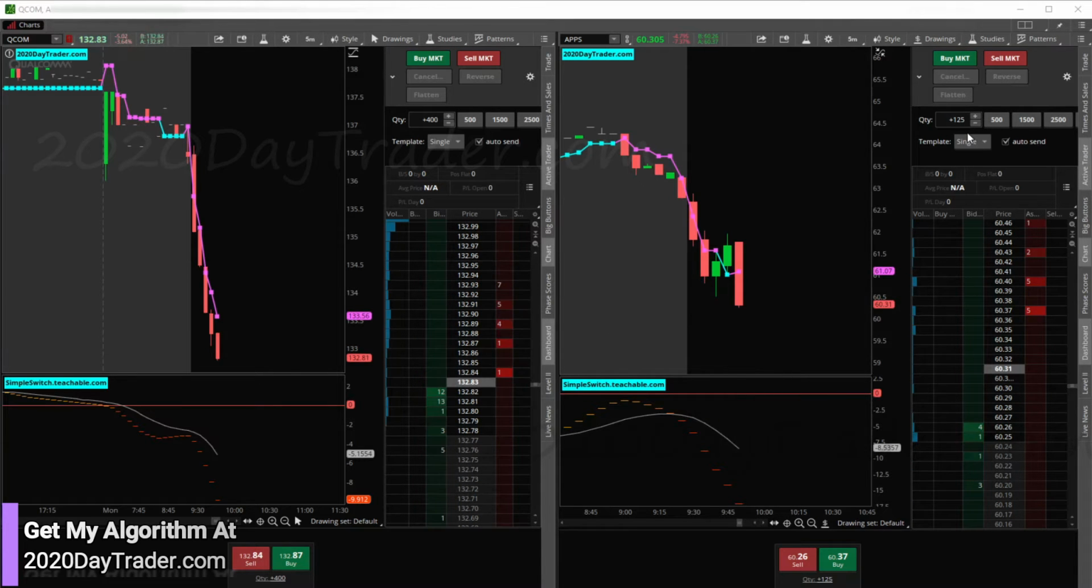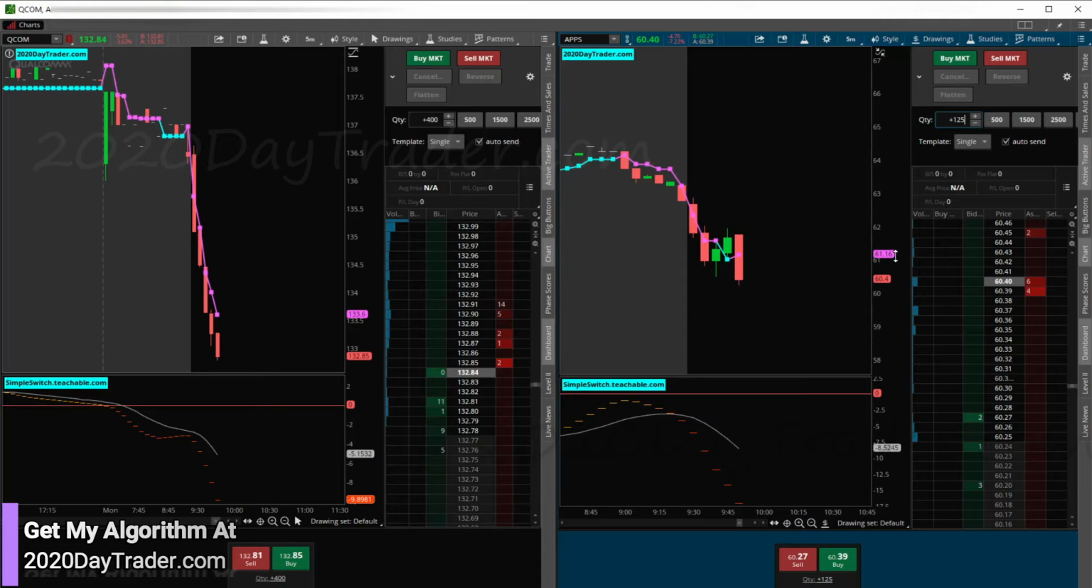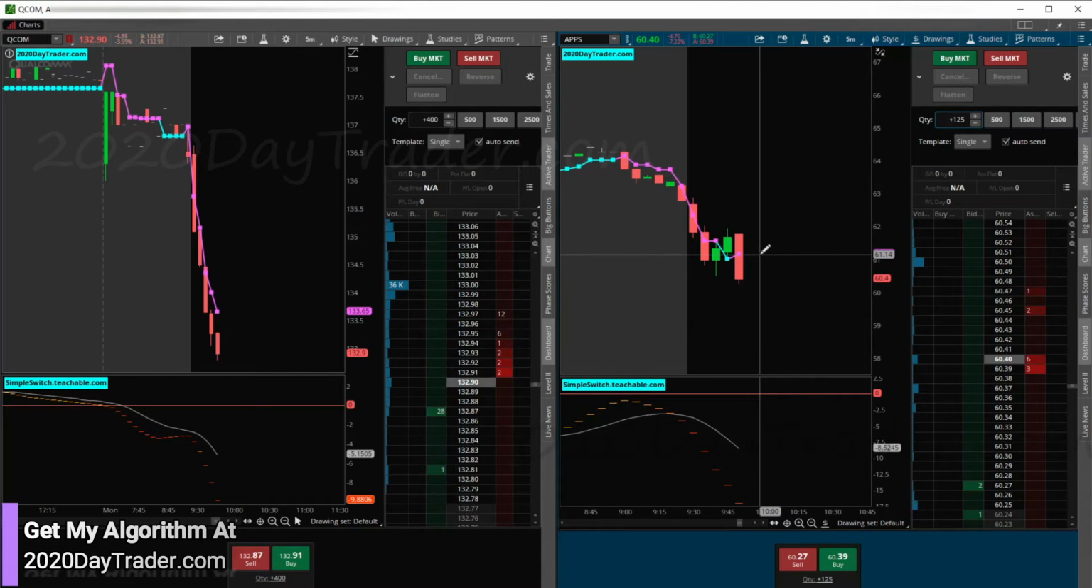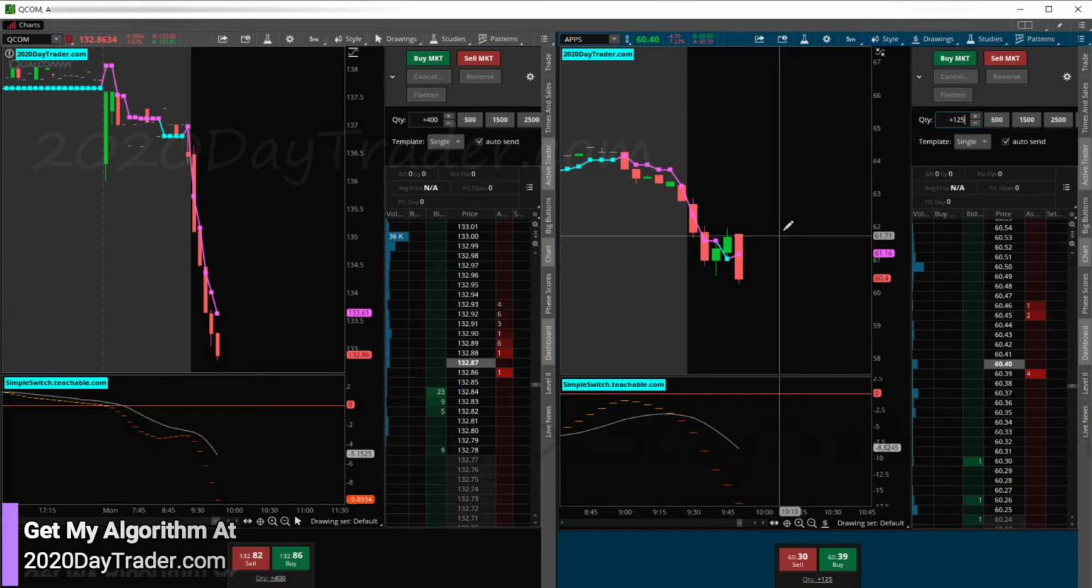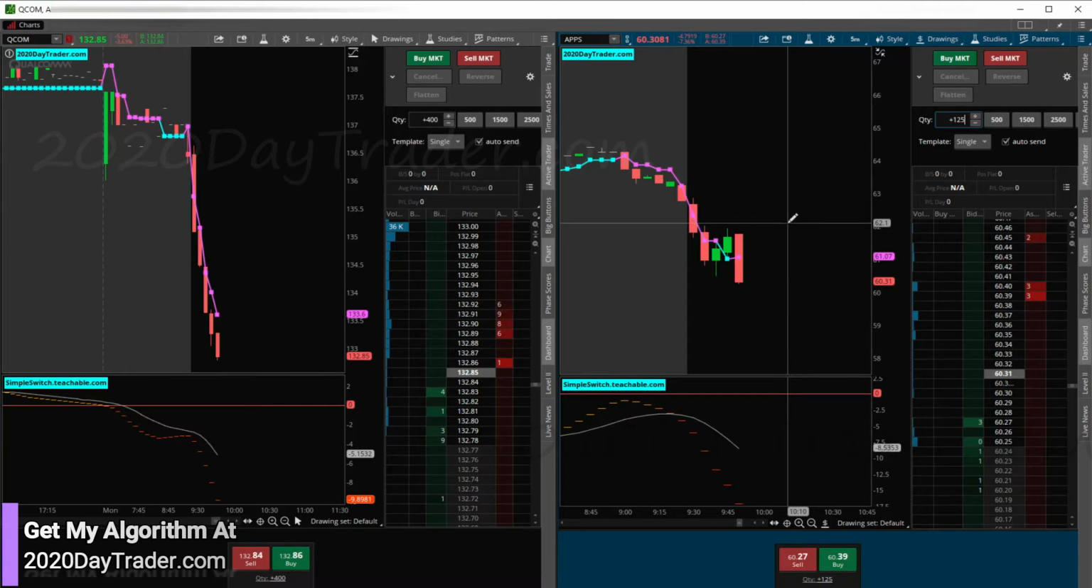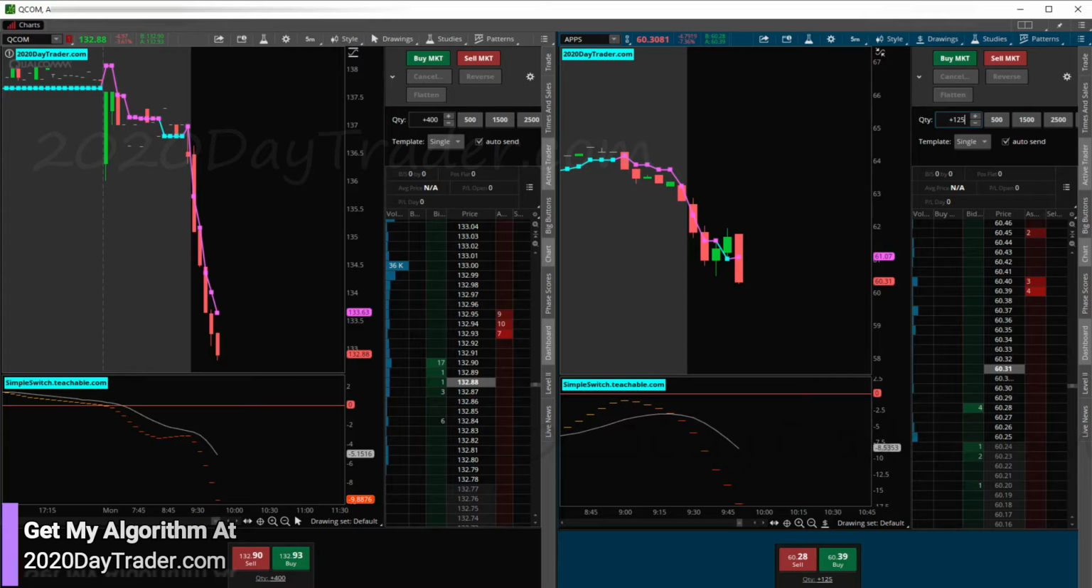We'll stick with 125 shares, and we'll be shorting APPS when this candle closes, knowing it's a tower candle. And I'm just going to take a little bigger risk on it, because I'm going to put my stop up here. And if it does retrace, I'll add to my position. So we got about 30 seconds left.